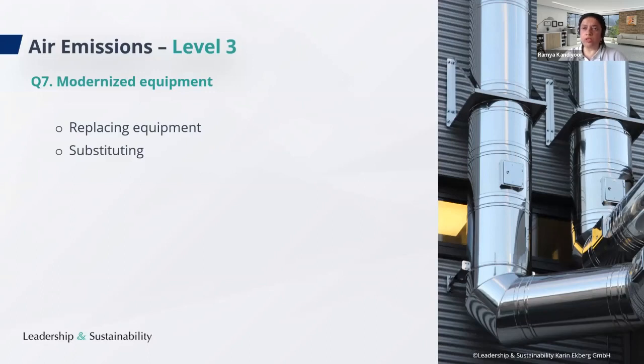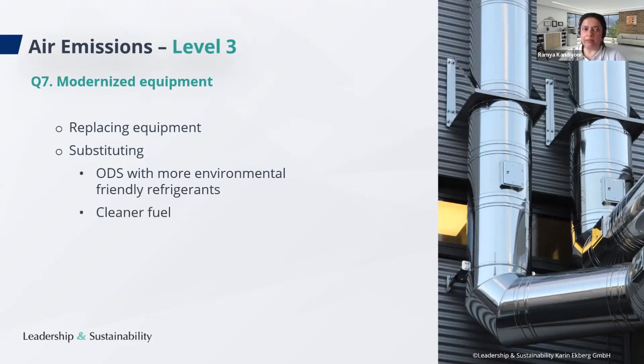You can substitute. I take again the example of print paste here. You have a solvent-based print paste and you also have water-based print paste. So say you are substituting your entire solvent-based print paste and moving towards a water-based print paste, you are then removing the possibility that there can be air emissions. So that is again one example of how you would be able to use substitution for your modernizing. So for example, in case of ODSs, you can use ODSs which have less environmental impact.